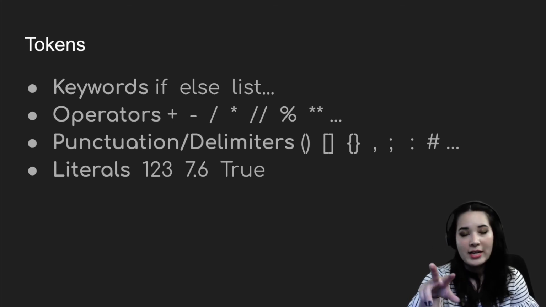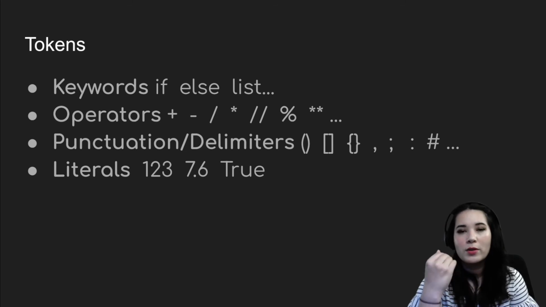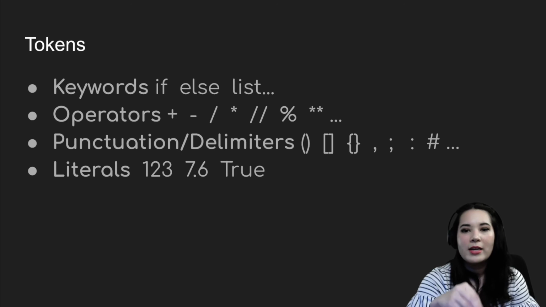The hashtag, in order to do a comment in Python, is one of those things that has special meaning to Python. Similarly, brackets and curly brackets, as well as parentheses, commas, all these different types of punctuation mean something to Python and basically tell Python what's going on in your code.